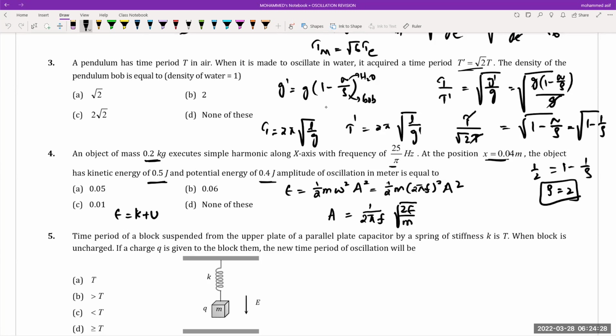Object has kinetic energy 0.5, potential energy is 0.4, यानी total energy will be equal to 0.5 plus 0.4. ये बन गया मेरे पास under root of 2E by m, 1/2 pi भी है ना. 1/2 pi into frequency कितना दे रखा है 25 divided by pi, into under root of 2 into E की value कितनी आती है, 0.5 plus 0.4 that will be your 0.9, divided by mass. Mass कितना दे रखा है problem में, 0.2 kg, उसको simplify कर लो, that will give me the amplitude.